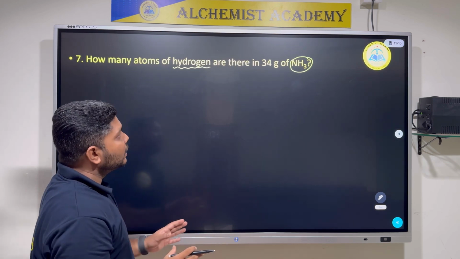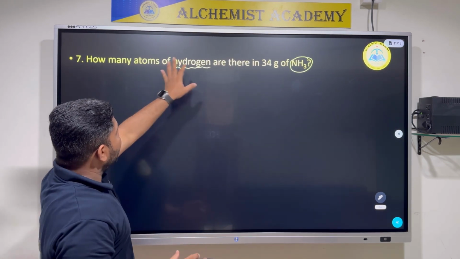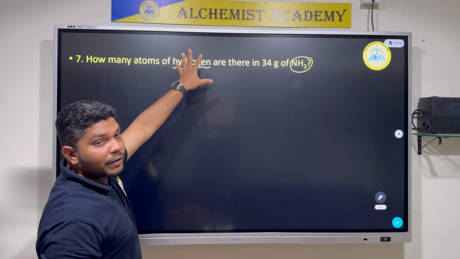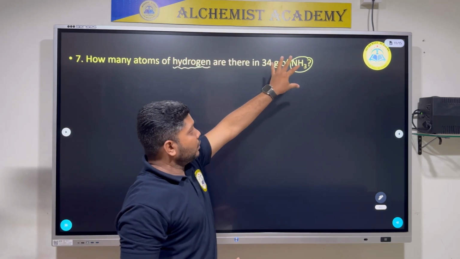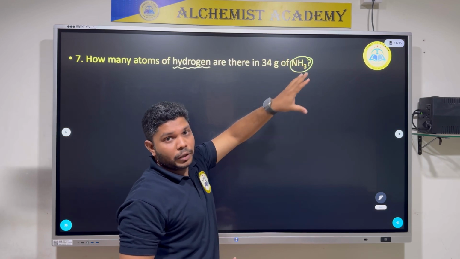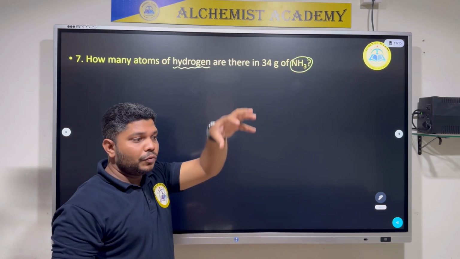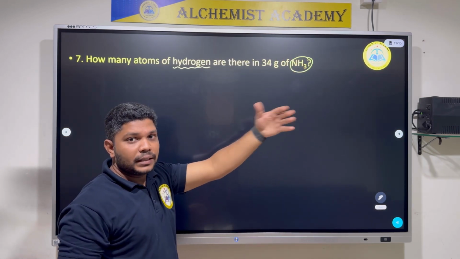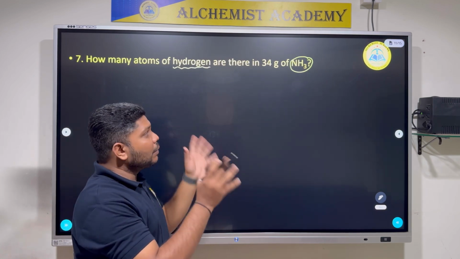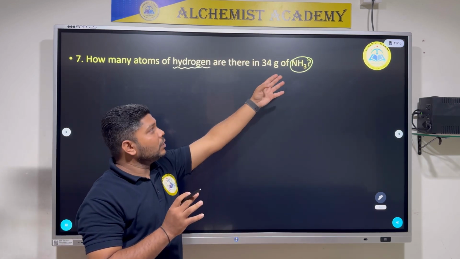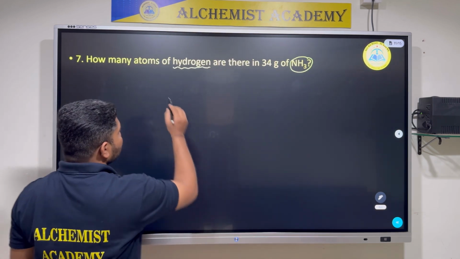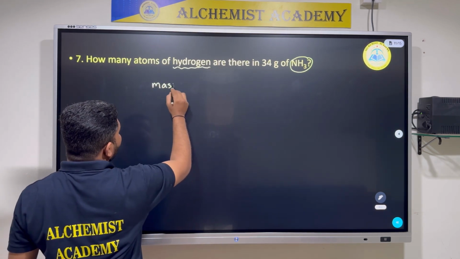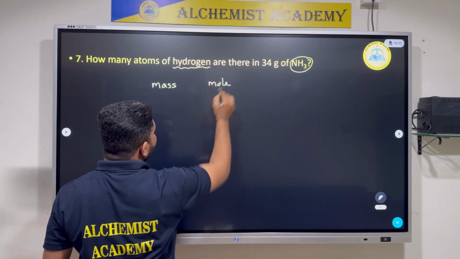So what we will do in this case, if you want to find out how many atoms of hydrogen are in this particular amount of ammonia, first we will find out the mole, because the best way is to go from mole to atoms rather than mass to atoms. So anywhere this type of problem is given, first you convert the given entity into a mole. Here the mass is given, so first we go for mass to mole.